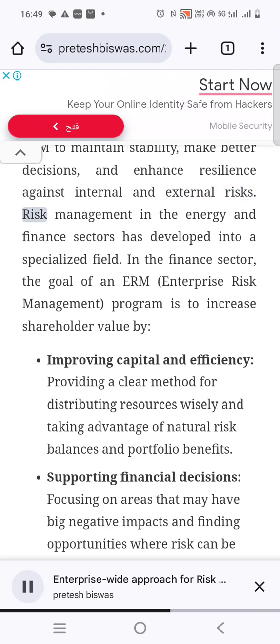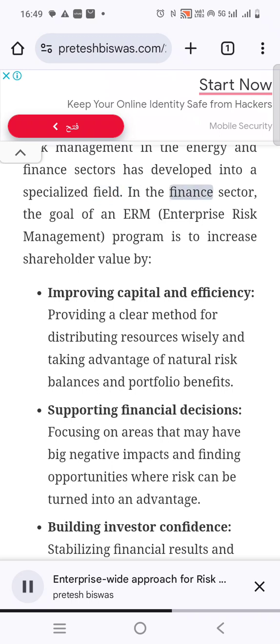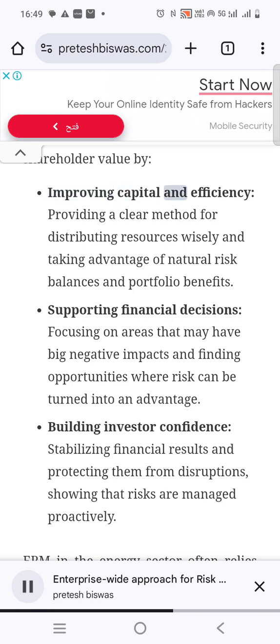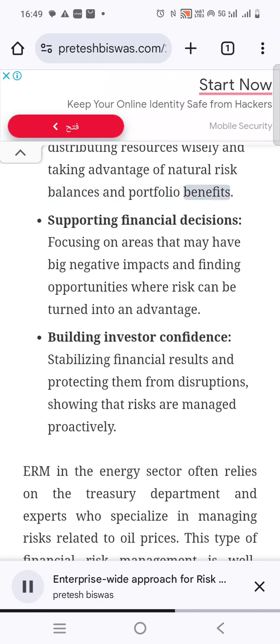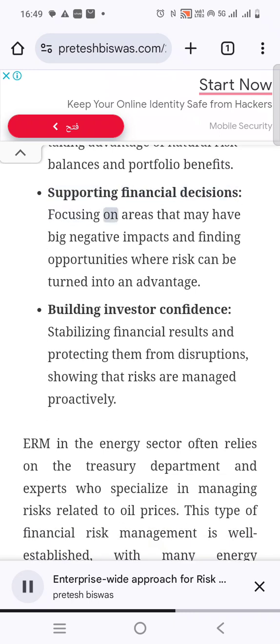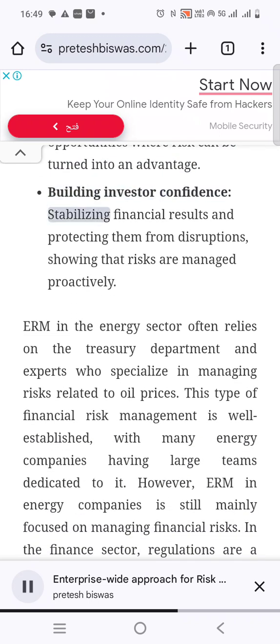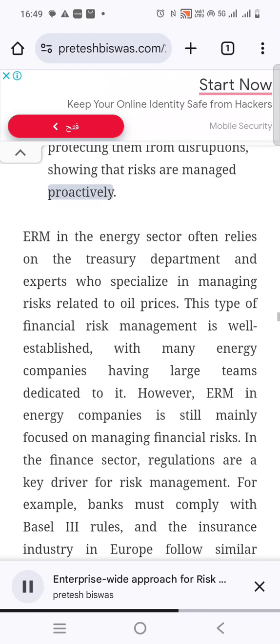Risk management in the energy and finance sectors has developed into a specialized field. In the finance sector, the goal of an enterprise risk management program is to increase shareholder value by improving capital and efficiency, providing a clear method for distributing resources wisely and taking advantage of natural risk balances and portfolio benefits, supporting financial decisions, focusing on areas that may have big negative impacts and finding opportunities where risk can be turned into an advantage, building investor confidence, stabilizing financial results and protecting them from disruptions, showing that risks are managed proactively.